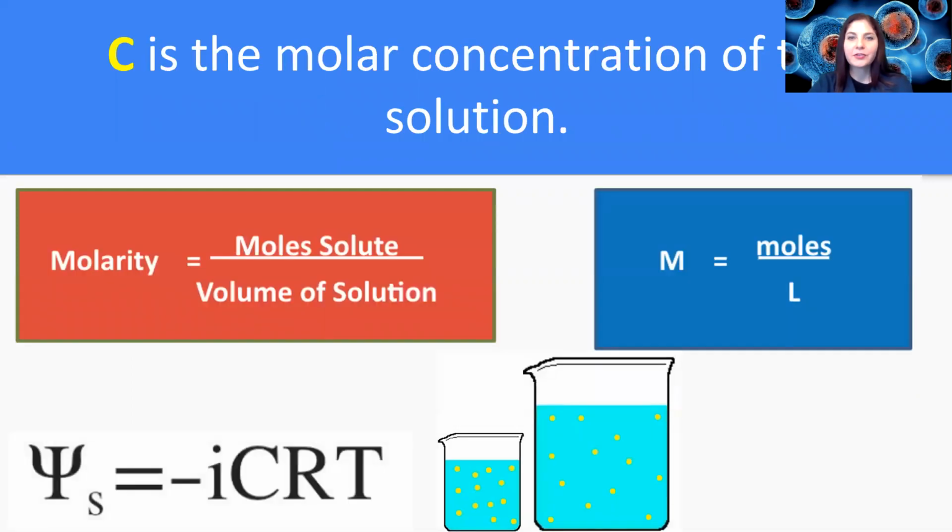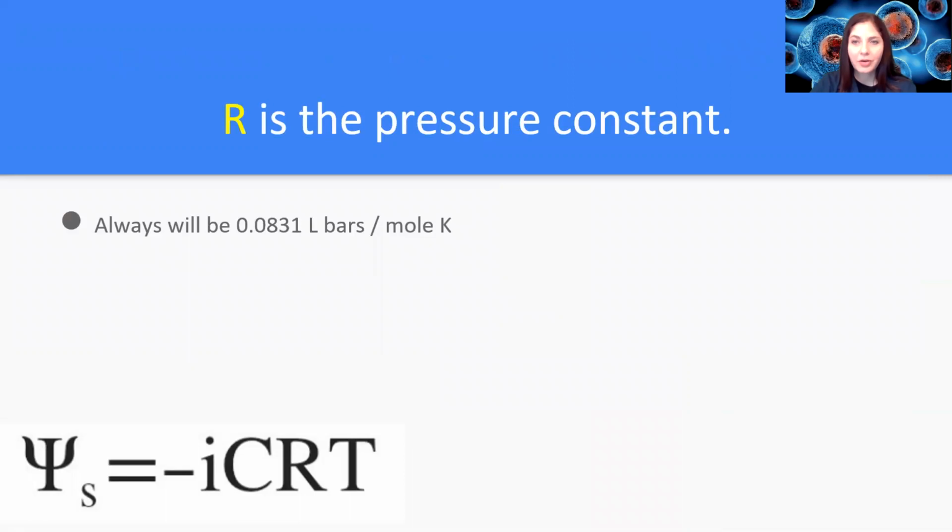ions. C stands for the molar concentration of the solution itself. The molarity is the moles of solute over the volume of the solution. Again, typically you're going to be given the molar concentration, and you're not going to have to calculate that yourself. R is the pressure constant, and again, this is always going to be a given. It is on the AP Biology equations chart that you can have on every single quiz and every single test that you take in this class.